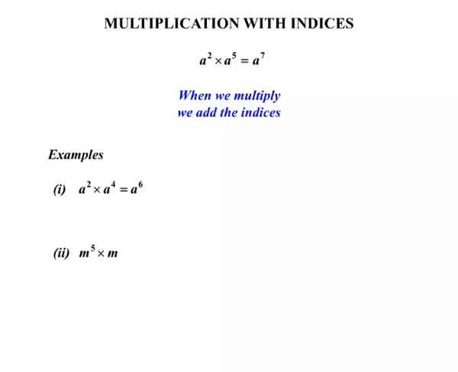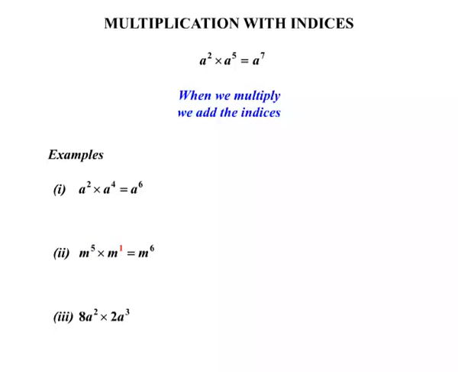Example 2, m to the 5 times m. Now, if we consider that m by itself, it doesn't have an indice that we see, but the indice in fact is 1. So when multiplying then, we have the 5 and the 1. The rule is we add the indices, so we get 6. So the answer is m to the power of 6.